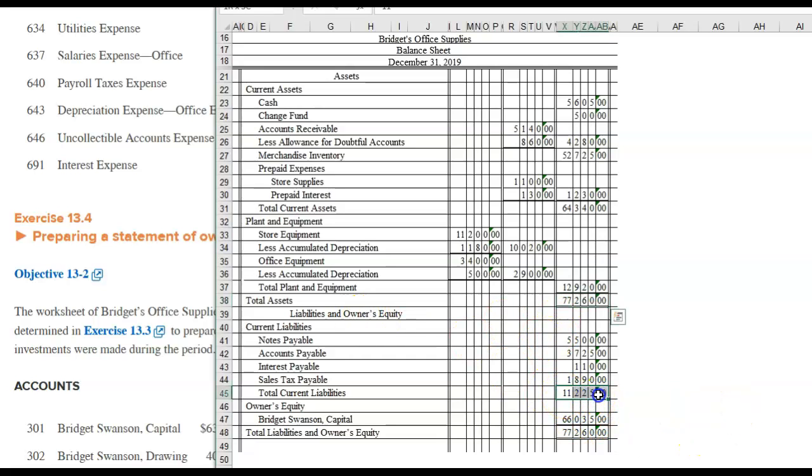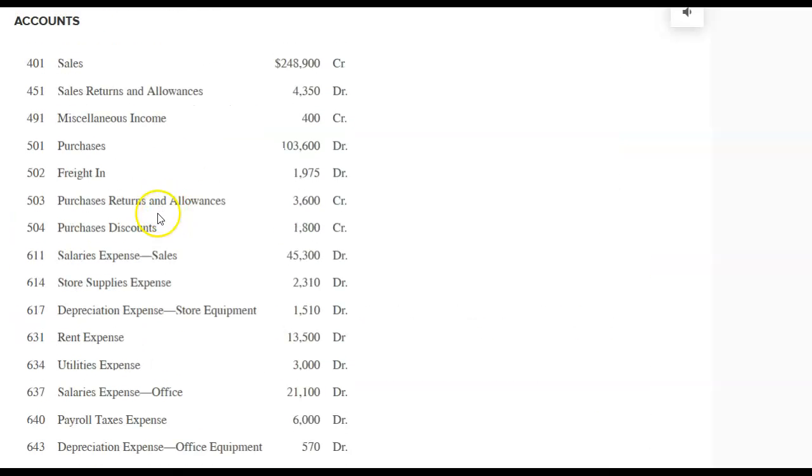So your 11,225 here in liabilities plus your capital will equal your double underline here, liabilities plus owner equity, 77,260, and 77,260 for assets. I'll leave that up for a second if you want a screenshot to help you fill it in for your homework. All these figures were simply taken from this here. So you could try it on your own first and then go ahead and fill it in.